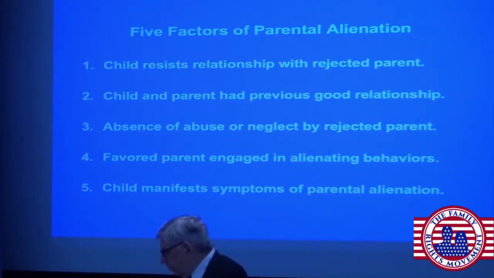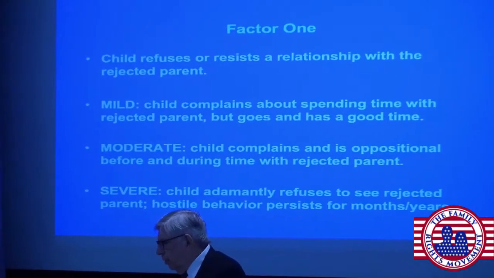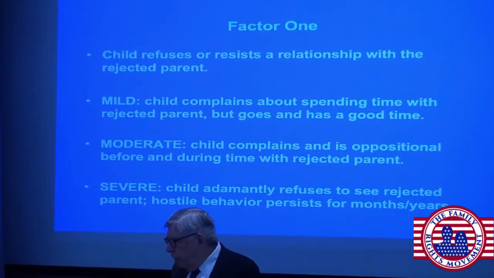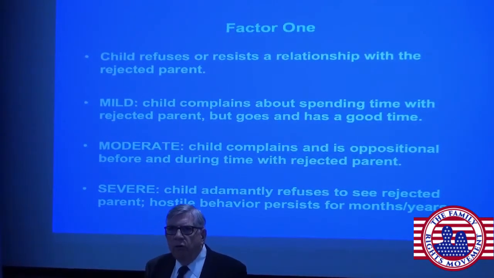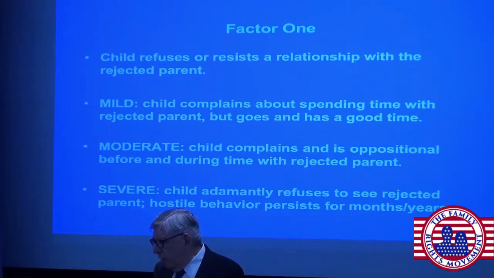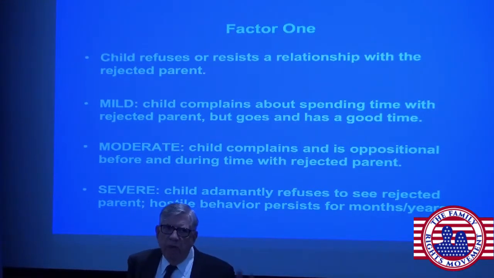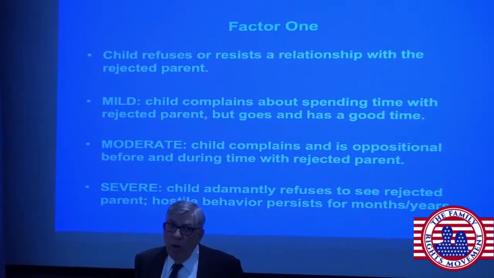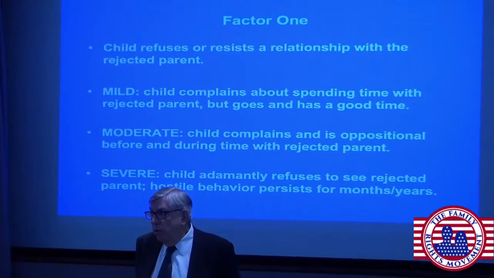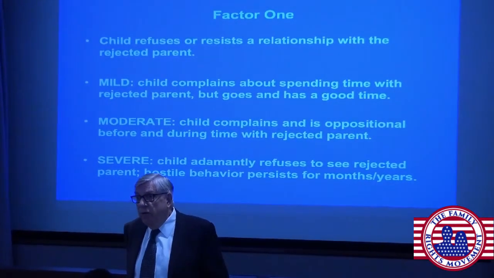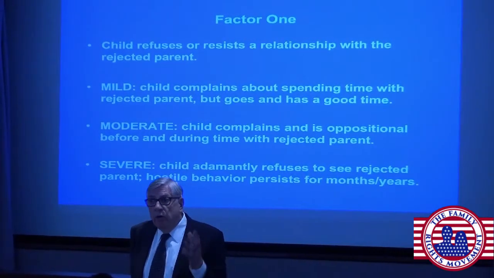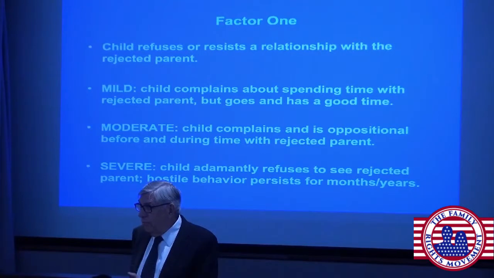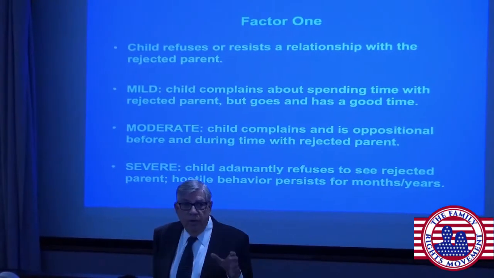So the first component, I'm going to walk through each of these. The first one is that the child actually does refuse to go visit the other parent. Or even if the child goes and visits, the child refuses to have a relationship with that parent. In other words, the child is manifesting contact refusal, or sometimes it's called the refuse-resist dynamic. And we use this particular factor to rate the severity of the parental alienation, and we call it mild, moderate, and severe. My group that I work with, we have very simple operational definitions of mild, moderate, severe. Listen to this.